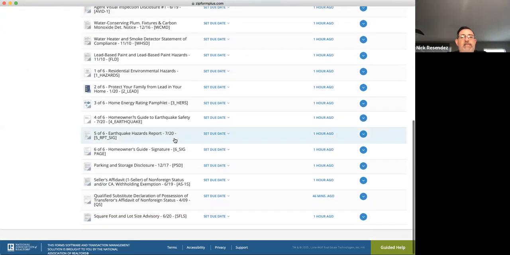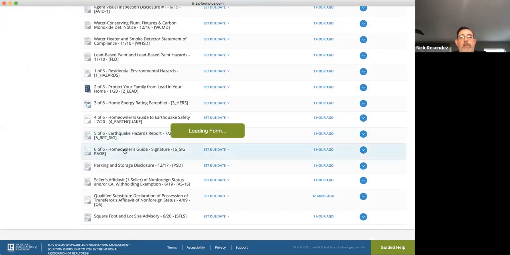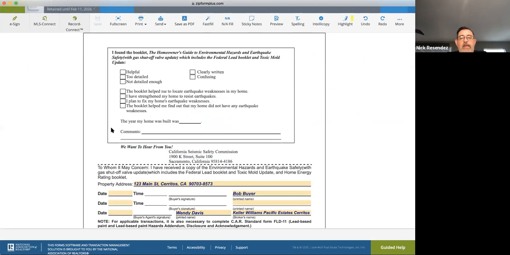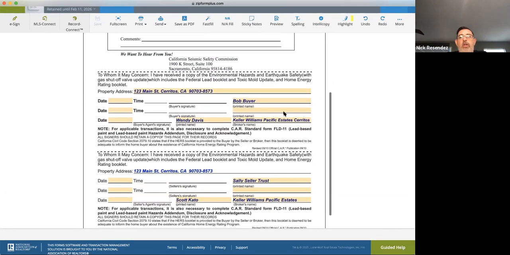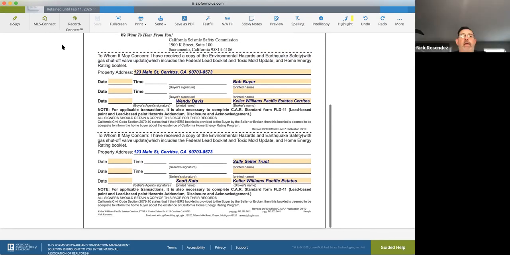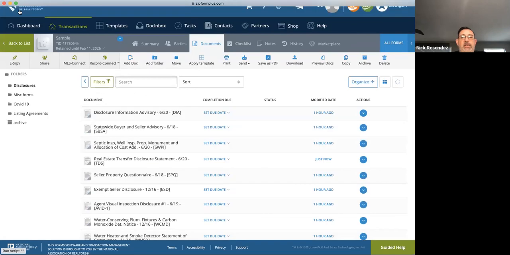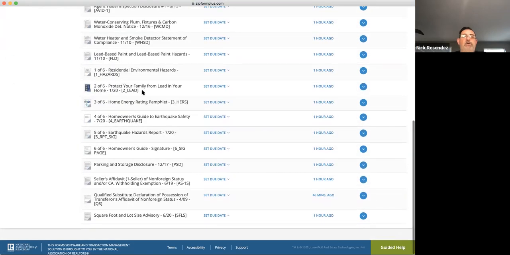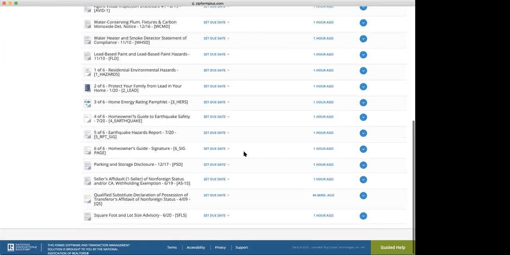And then the next one is the signature page. And this is basically where your clients, buyer and seller, will both sign that they received a copy of the environmental hazards and earthquake safety booklet, which includes lead-based paint, toxic mold, and energy efficiency information. So this is just a receipt for the electronic publication that you or your TC will email out to your clients. Okay, I see some light at the end of the tunnel here.